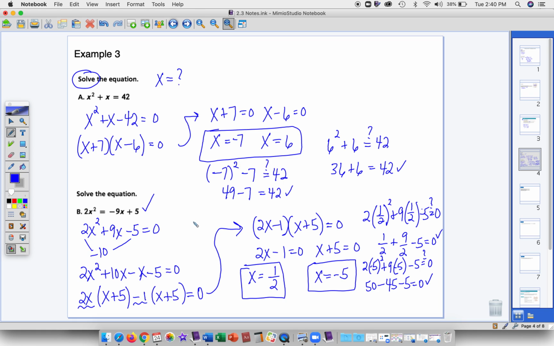So that's where we're going to stop for today. We'll pick up with example 4 for the next lesson.